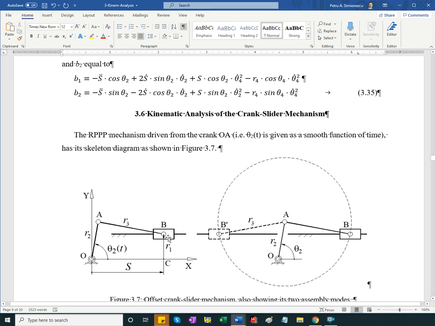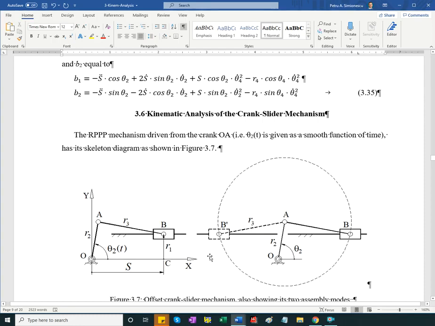And so we're considering the eccentric case. R1 is non-zero. We have the crank input theta 2. We want the displacement S of the piston as a function of theta 2. Could be the other way, but at this point we're assuming crank slide.